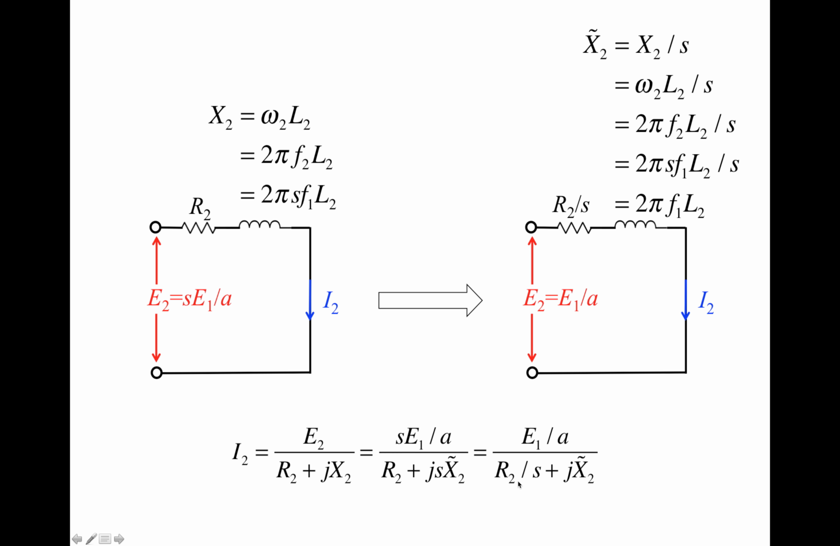And then the denominator has two terms: a resistance R2 divided by S, and a reactance given by X2 wiggle. This part is relatively easy because all we have to do is replace R2, this resistor, with a different resistor, R2 divided by S. Then the other term, jX2 wiggle, means that we have to replace this inductor with a different inductor with the reactance given by X2 wiggle.